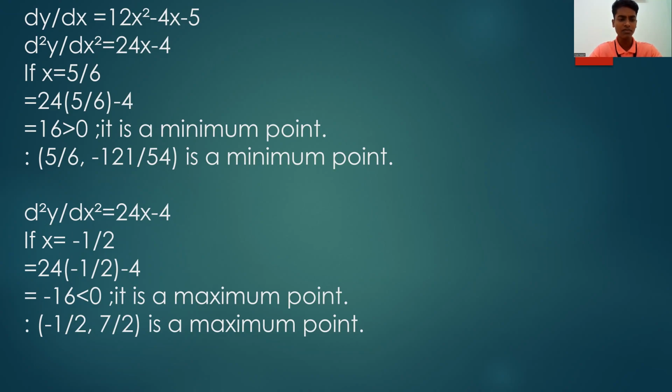So in conclusion, we can say that the stationary point (5/6, -121/54) is a minimum point. The second differentiation for the second value of x should be 24 times -1/2 minus 4. So the value is negative 16, which is lower than 0. So the graph has a maximum point. So the point (-1/2, 7/2) is a maximum point.